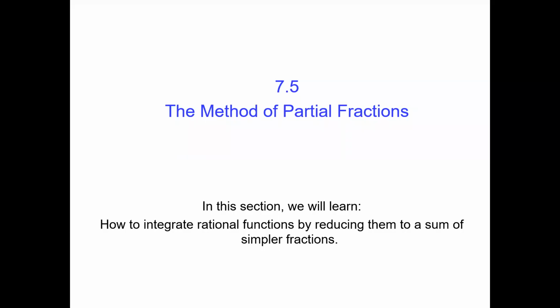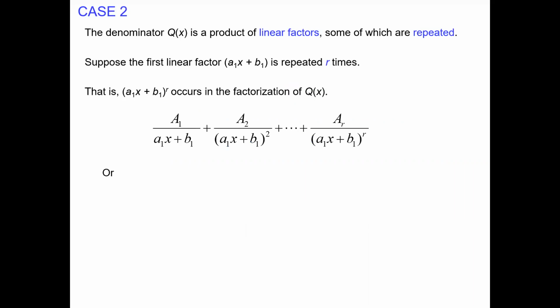This is section 7.5, the method of partial fractions decomposition. We will try to integrate a rational function using this method, and we will look at case 2 this time in this video. That means case 2 is when we do have a proper rational function and the denominator is a product of linear factors, which actually some of them are the same, are repeated.